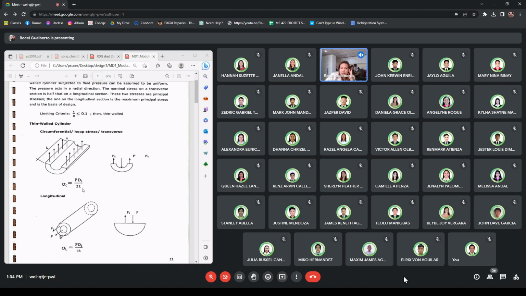So same nomenclature naman po ang ginamit natin dito. Ano lang po ang pinagkaiba ng dalawa? This one is divided by 2, and the other one is divided by 4. So if you are to compare the two, which one is bigger? Is it the circumferential or the longitudinal stress? Circumferential po. Okay, correct. Tama si Cedric. The circumferential is the bigger stress.